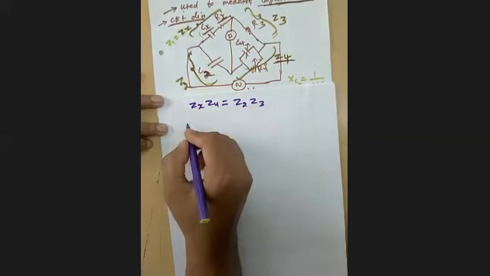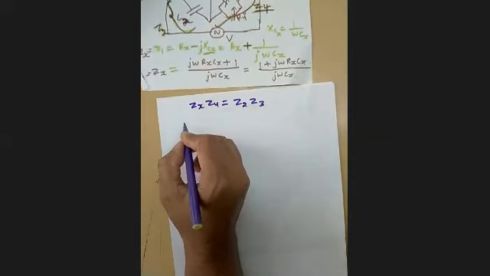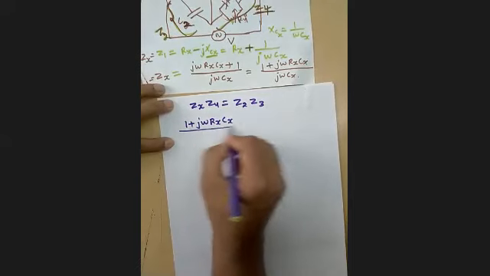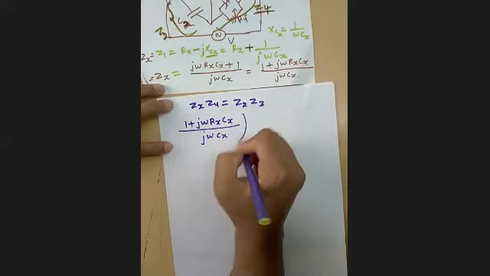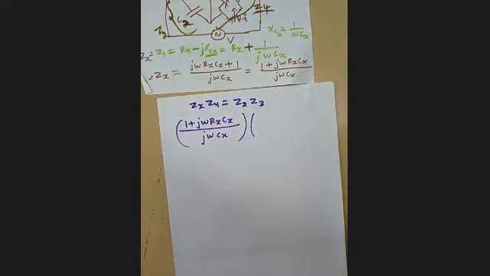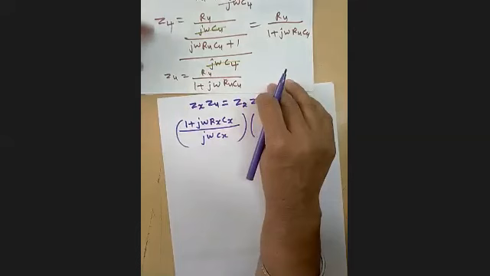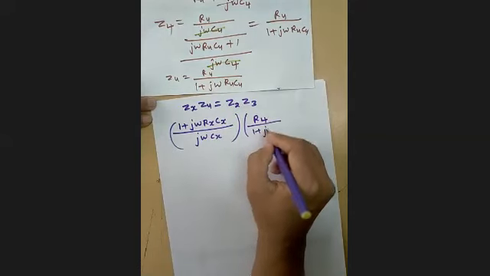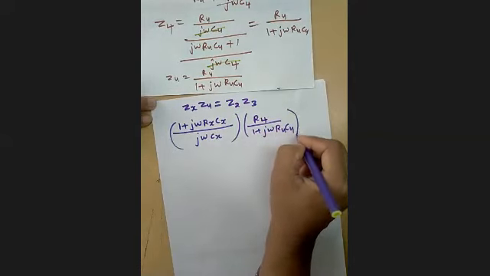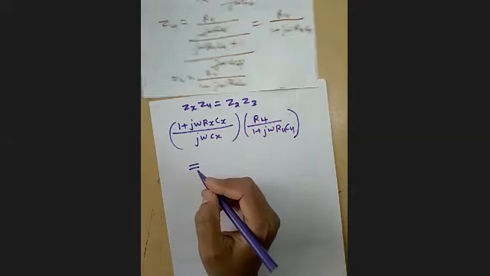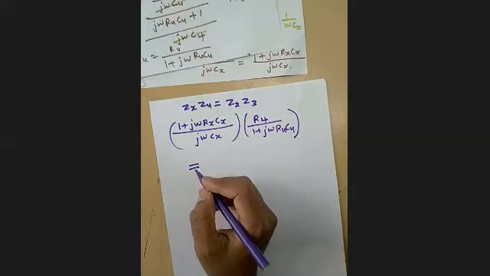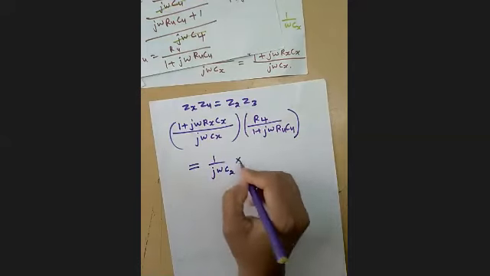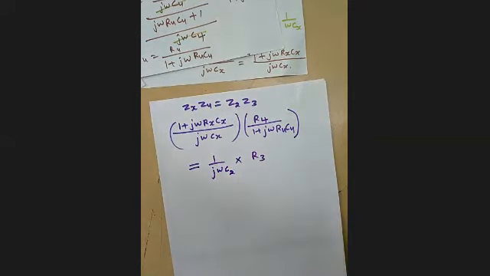Now put the value of Zx. The value of Zx is equal to 1 plus j omega Rx Cx upon j omega Cx. The value of Z4, how much did it come? This is the Z4 value, R4 upon 1 plus j omega R4 C4. So this is equal to how much? Z2 multiplied by Z3. The value of Z2 is 1 by j omega C2, multiplied by R3, the value of Z3.